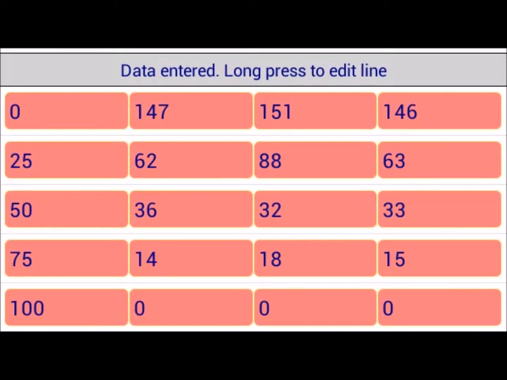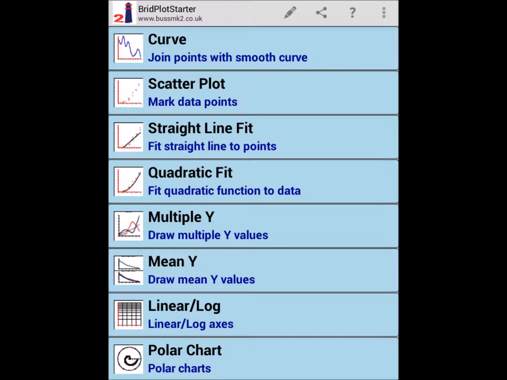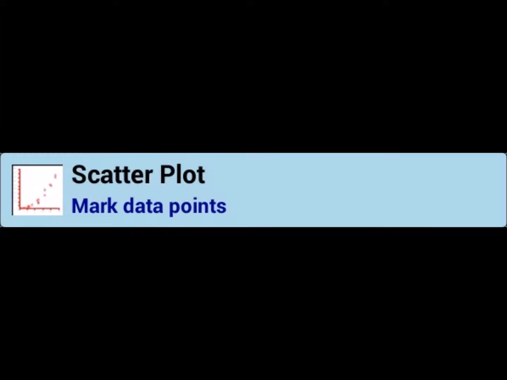When you have entered all your data, select Save and Exit. Choose the name of your data file. I will call the file Bacterial Growth. Now we are back at the main menu. Select Scattergram to see that the data looks okay.